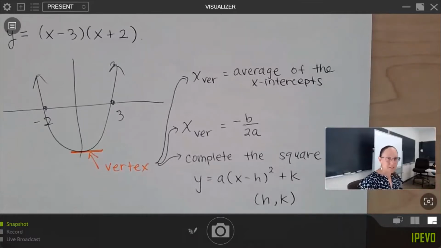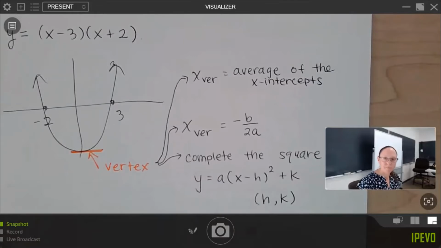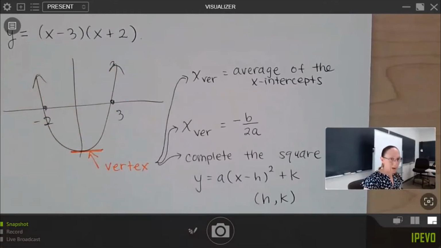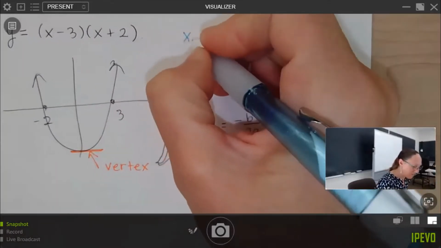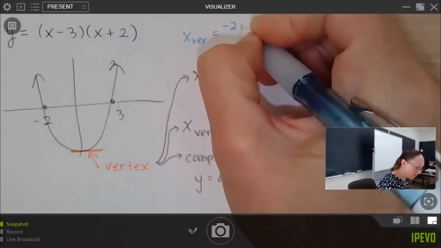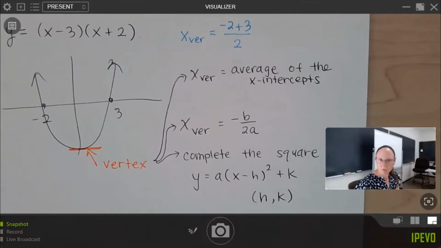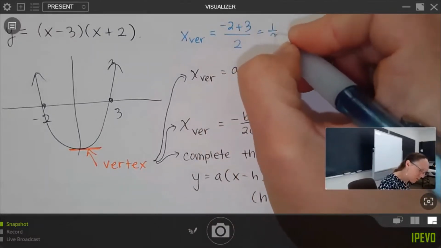I would use finding the average of the intercepts if the parabola was given to me already in factored form, or if I could factor it quickly. So this one is already factored for me, and I would go with the average of the x-intercepts. I would say that my x value at the vertex is negative 2 plus 3 all over 2, because that's how you find an average. You add the two numbers and divide by 2. If I was finding the average of 17 numbers, I'd add them all up and divide by 17. But here, I know that the x value at the vertex is 1/2.